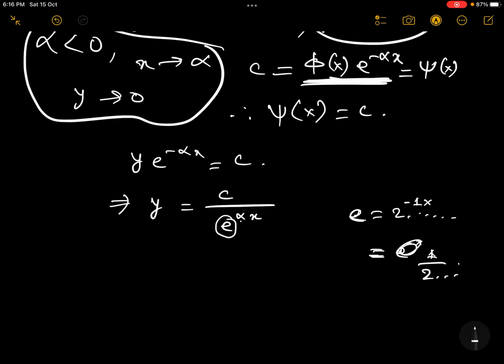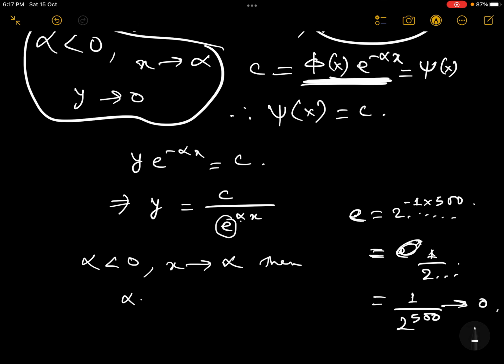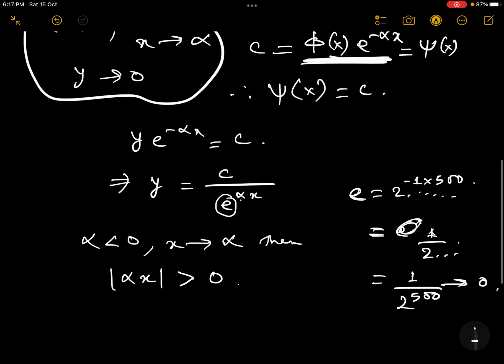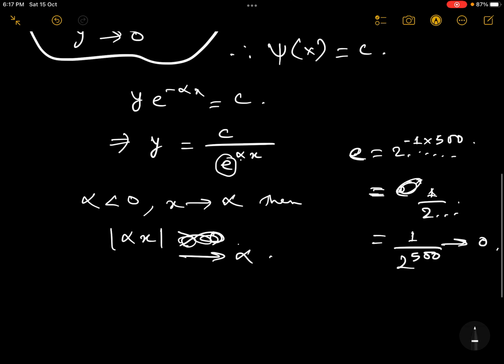Let's consider something very big here, 500, let's say. Then this will appear as 1 by 2 power 500. This is almost equal to 0, no? Tending towards 0. So when alpha is less than 0 and x tends to infinity, then alpha x is very small. Of course, alpha x per se is a very big number, tending towards infinity.